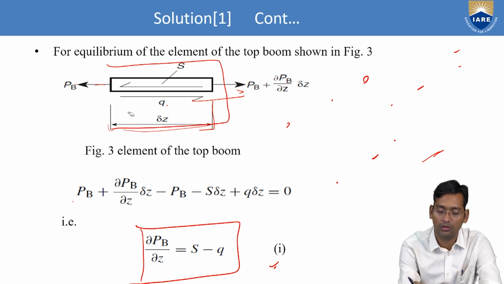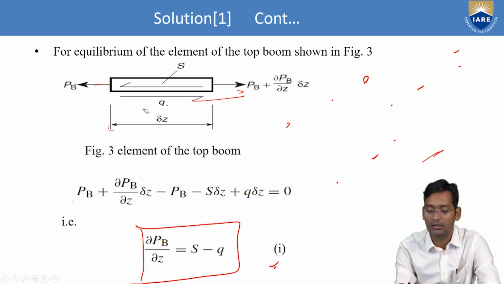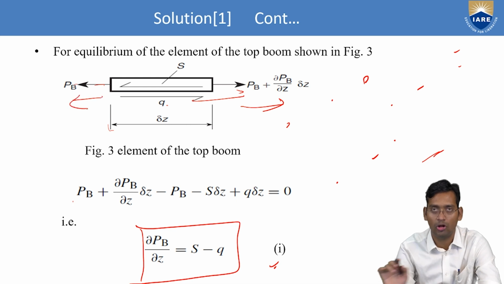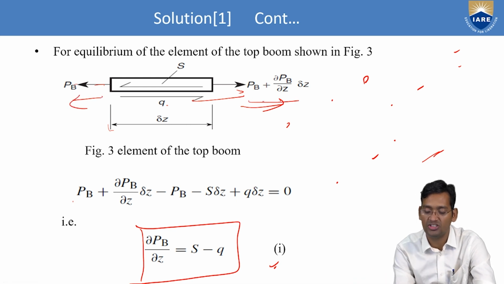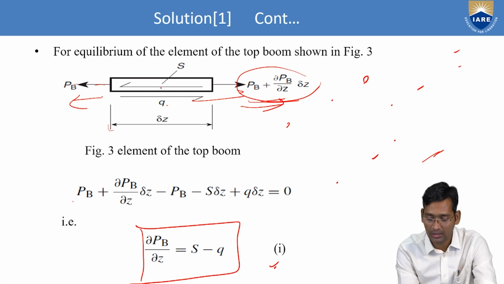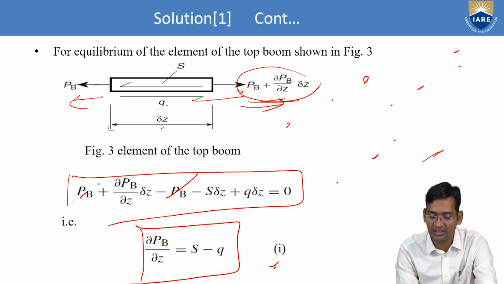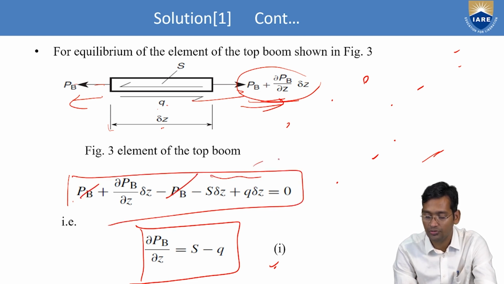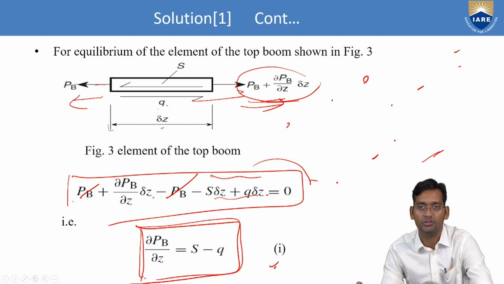This is the free body diagram, or you can say for the equilibrium, all forces acting on this side should be equal to this side. This side we have taken positive. Just see, this force is also acting on this side. So this plus Q into del Z minus PB minus S into del Z equals 0. So here PB cancels, right? Take these two to this side, and then take del Z common, del Z cancels. Finally, del PB by del Z equals S minus QB.